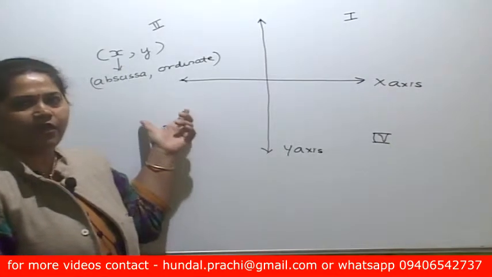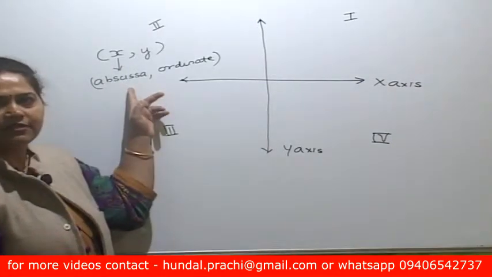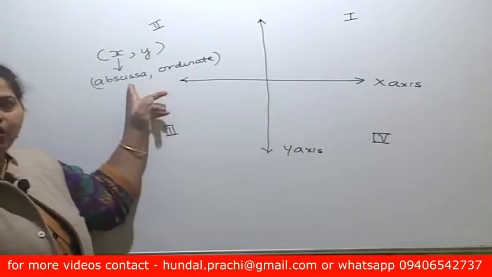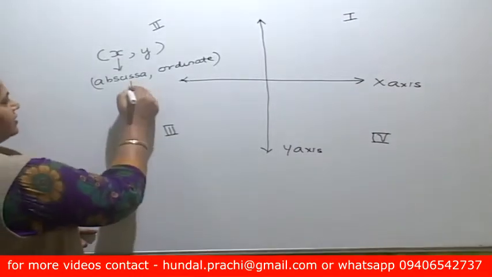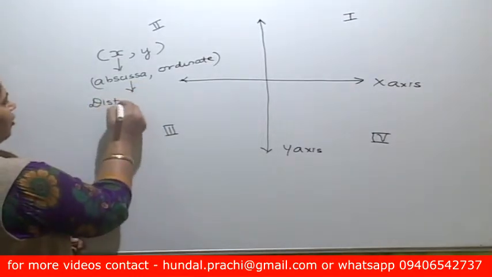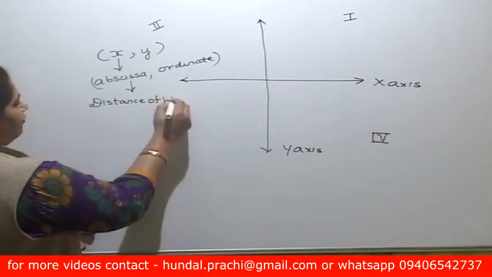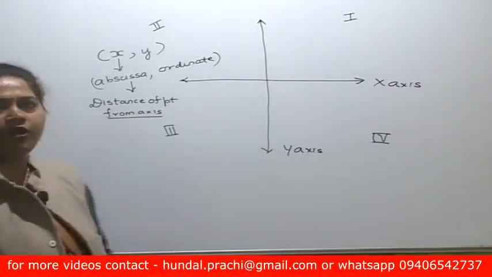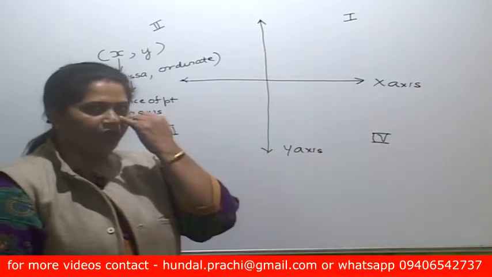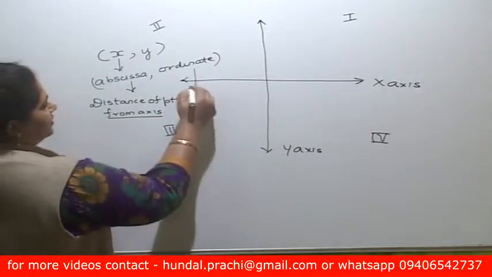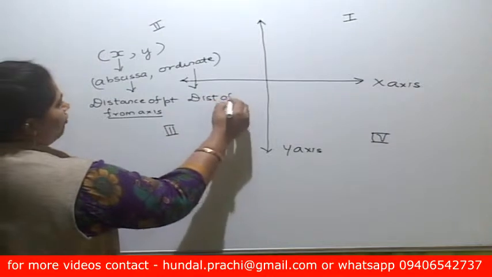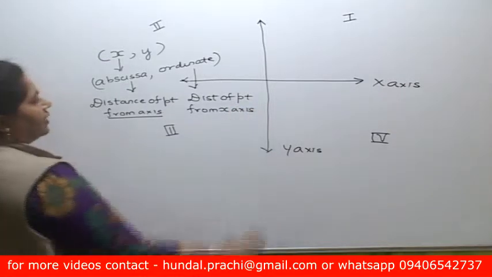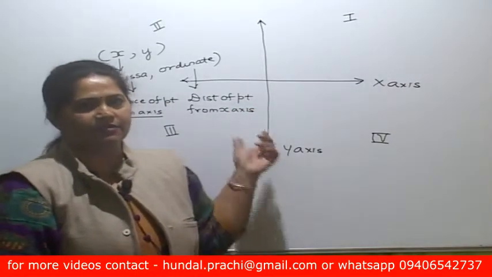If you have to locate any point in a plane, you should know the abscissa, that is the x coordinate, and the ordinate, that is the y coordinate. What do you mean by x coordinate? The x coordinate means the distance of the point from the y-axis. That gives you the abscissa. And ordinate means the distance of the point from the x-axis, that is, how far the point is from the x-axis.